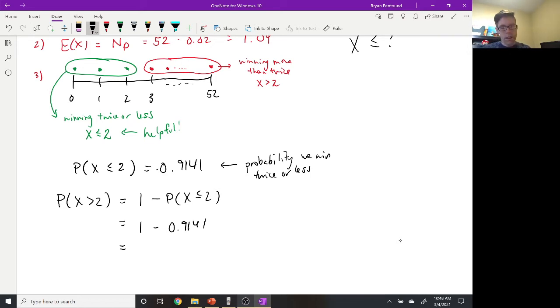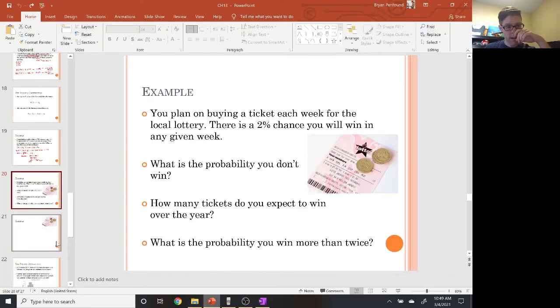Okay, doing that, let's do that subtraction. So 1 minus 0.9141, and let's just double check that gets me, yeah, perfect. So that gets me in the neighborhood of what my notes has, and I have 0.0859, so about 8.59% chance that we are going to win more than twice. All right, so that takes care of the binomial distribution for us.